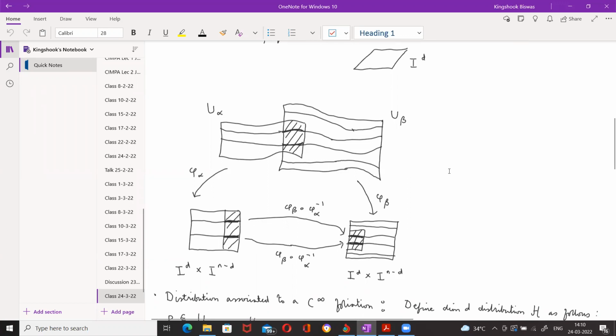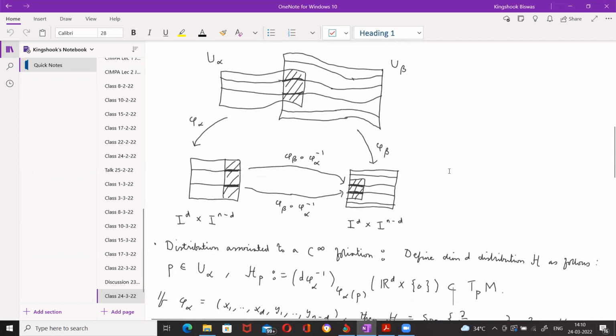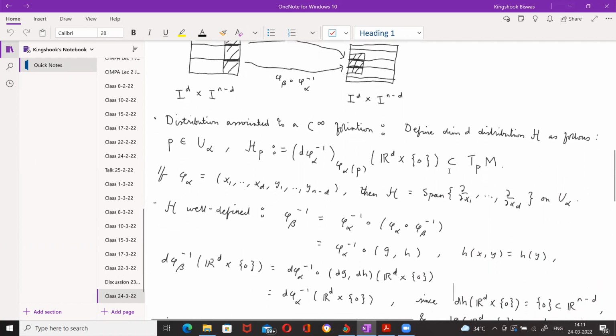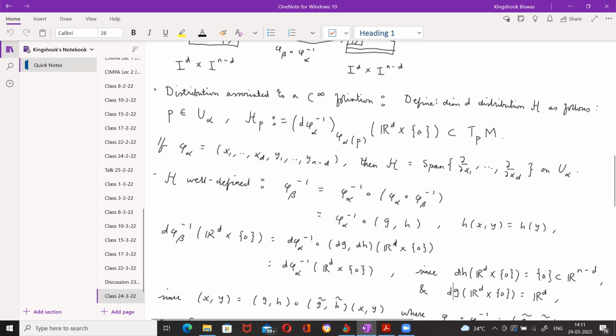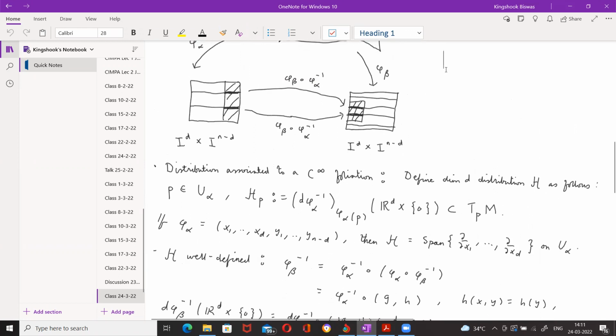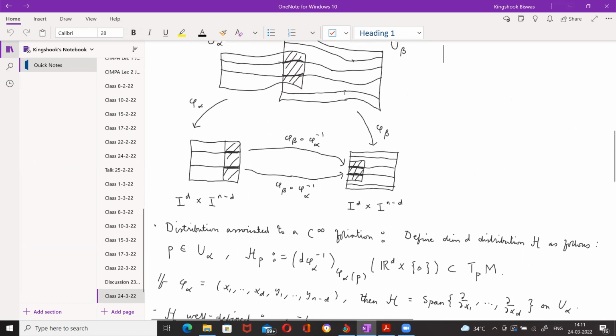So first of all, given a foliation, we can define a distribution. This is what I meant to say: when you have a foliation, you get an integrable distribution. So how do you define the distribution? Well, you take a point P in the manifold, and it belongs to some foliated chart U alpha. Then you look at the inverse of the chart, phi alpha inverse. That's a diffeomorphism, so the inverse will go from phi alpha of P back to P.